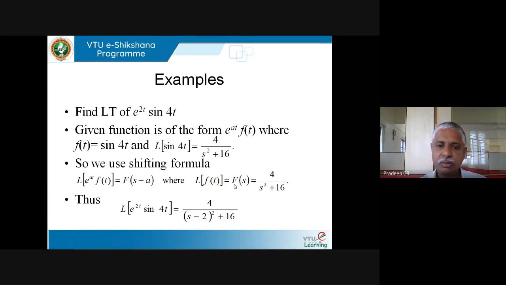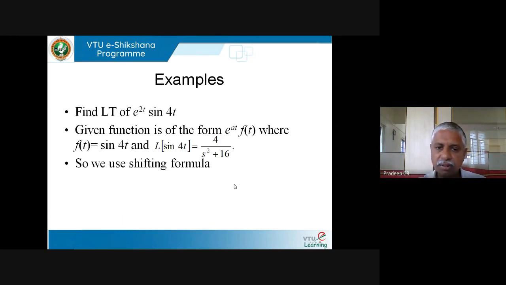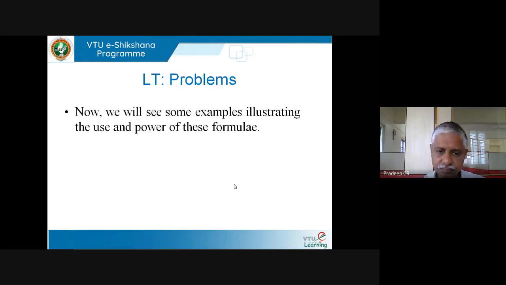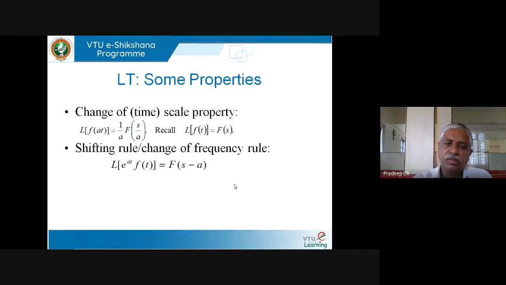Okay. So now this is one formula. There are two more formulas which I want to illustrate. So let me go back to this. This is what we have seen just now: the shifting rule, or change of frequency. In change of frequency, I told you frequency is the argument of capital F. Here frequency is changed from s to s minus a. So it's called the change of frequency rule.